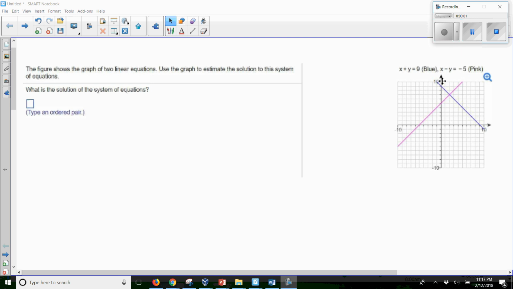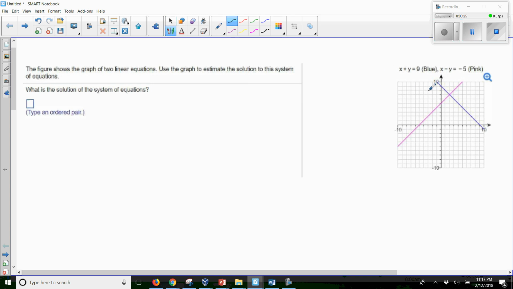Some problems from 6.1 and 6.2. This first one says we have a graph showing two linear equations, and we want to estimate the solution to this system. You'll notice that you have x plus y equals 9, which is in blue, and x minus y equals -5, which is in pink. And graphically, the solution to a system of equations is the intersection.